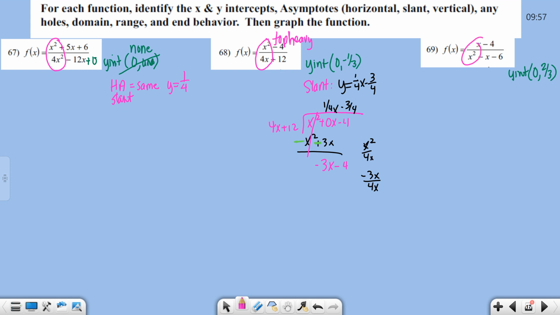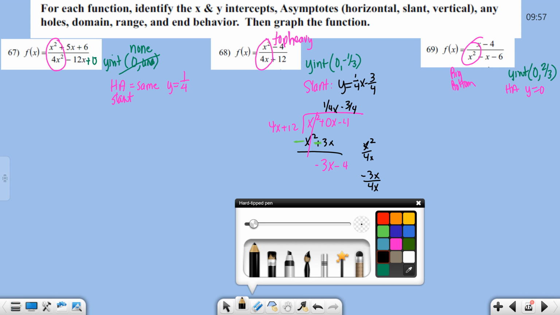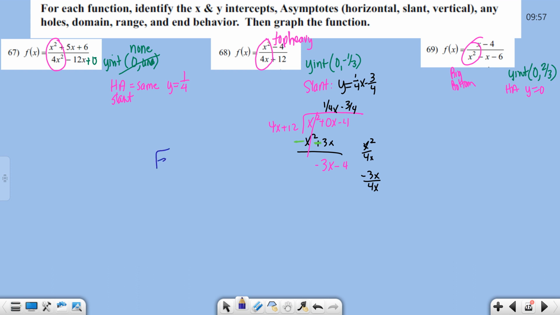For 69, big bottoms, that is always going to be a horizontal asymptote at y equals 0. That's what you can do before you factor. Next, when you factor, I'm going to give you the rundown of this info. I'm not going to do the work. You guys practice it. If you have, I'm just going to make something up, x plus 2 over.